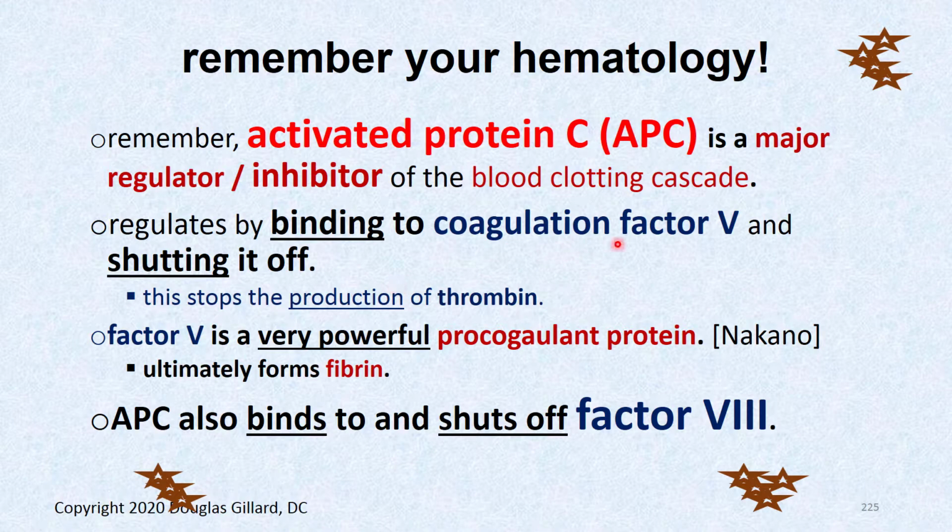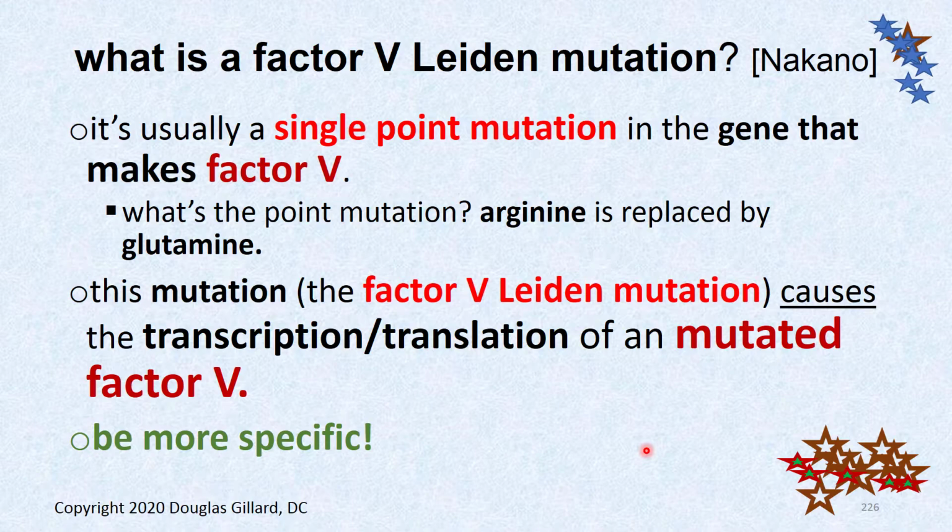So if factor V is shut down, amongst other things, you don't produce thrombin anymore. Thrombin is like flypaper, right? Factor V, very powerful procoagulant protein, right? Procoagulant means it clots the blood like crazy. It usually forms fibrin, which clots the blood like crazy. That's what actually clots it. APC also binds to and shuts off factor VIII, so that's another important factor. So what's the problem then?